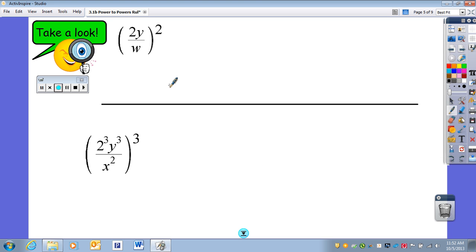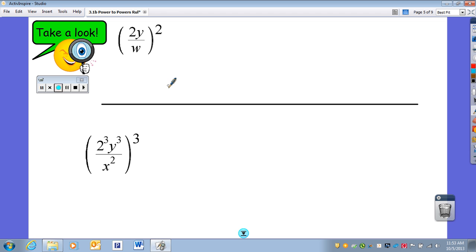All right, let's take a look at this example. I have (2y over w) squared. So I'm going to do this expression 2y over w, and the exponent of a 2 tells me I have to write 2 of these. So I've written this out as repeated multiplication, and now I'm going to simplify.